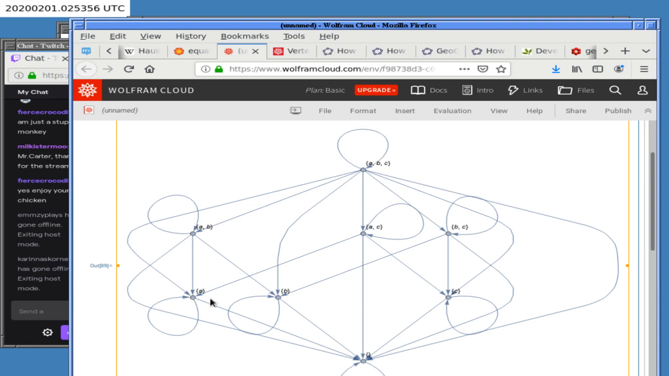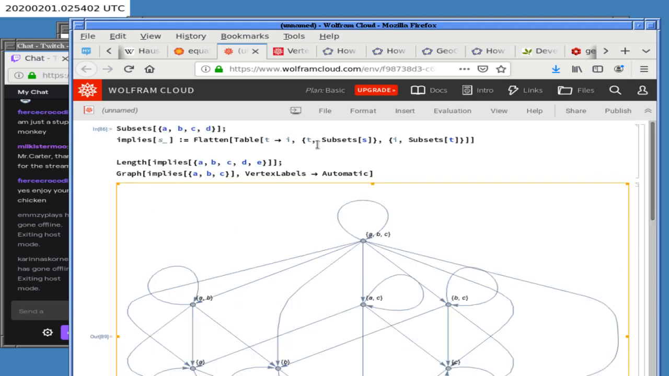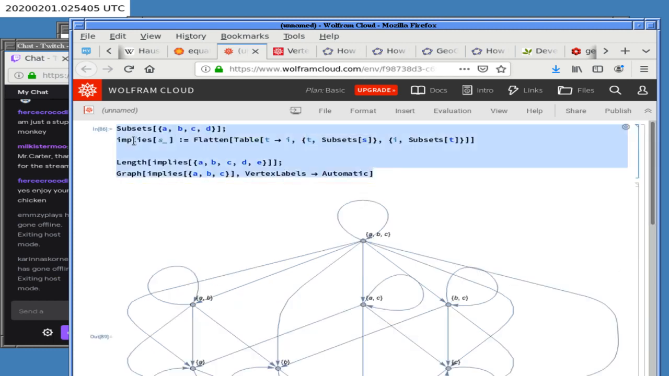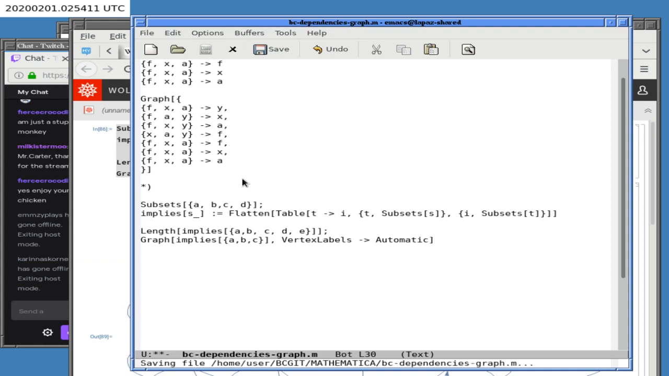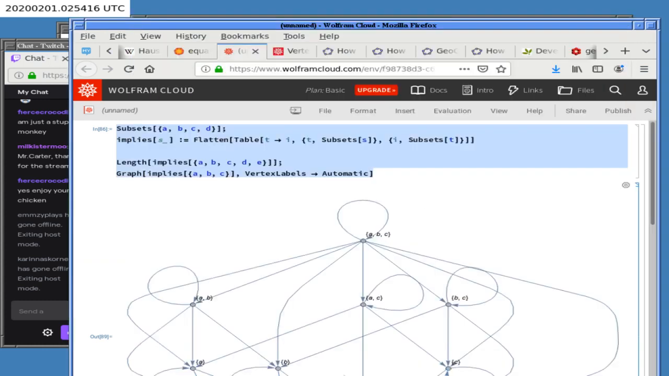So the first thing we're going to do here, before we forget, is copy this definition of implies, which is very important. And we're going to copy it into our little code here. And I'm going to go ahead and get this, because this is pretty close to what we actually want. And let's go ahead and do a checkpoint save here. I know you can't see what I'm doing. That's okay.